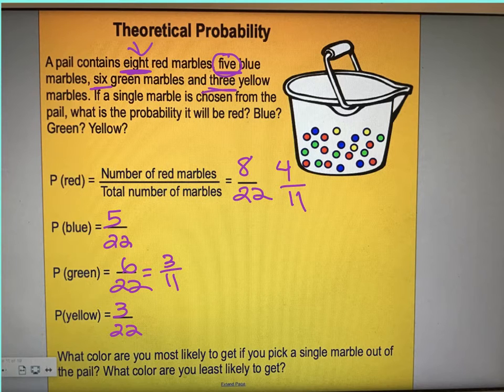Okay, last question. What color are you most likely to get if you pick a single marble out of the pail? And what color are you least likely to get? Well, if you just look, the one you're most likely to get would be what you have most of. So if I was going to bet, I would bet on red because we have the most red. So most likely would be red. Doesn't mean there's a guarantee, but it's most likely to be red. And least likely is what there's not many of. If you look at the first probabilities, when the 22s are on the bottom, the smallest number was the yellow, 3 out of 22. So if you were going to be a betting person or playing a game, I probably wouldn't pick yellow to be picked.